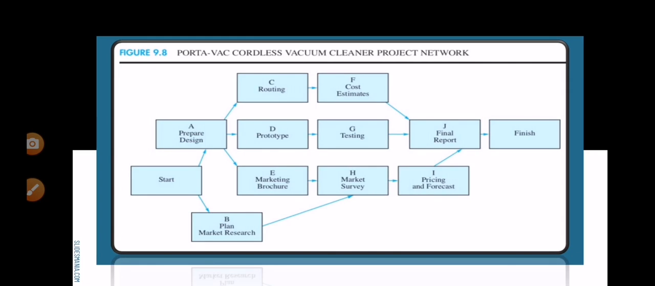So here is the project network system of the Portavac cordless vacuum cleaner. So start with A and B, then C, D, E can start only after A. F, G, H as well as J and I come after that.